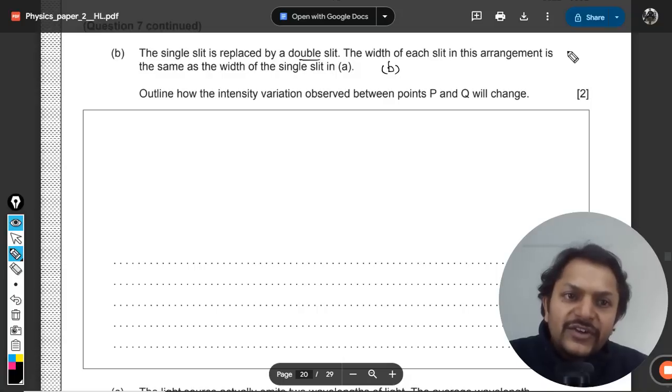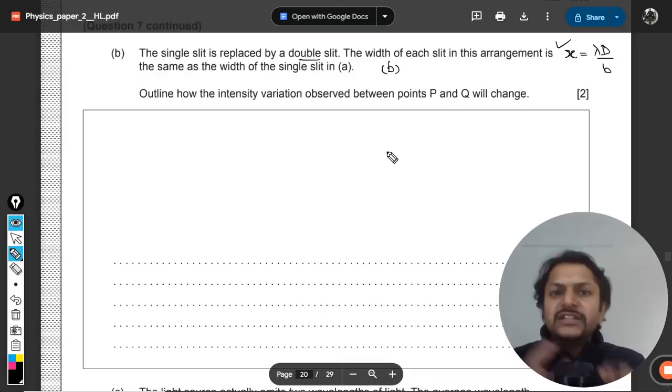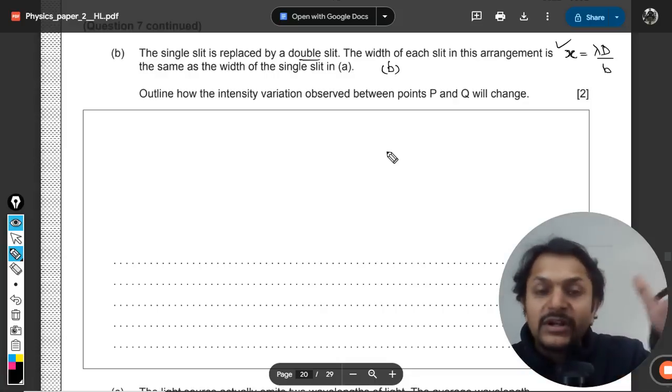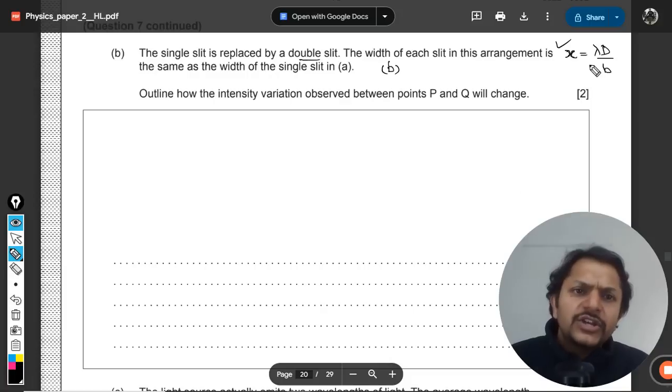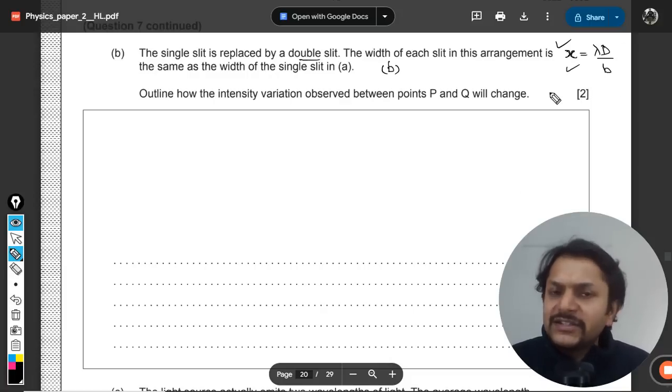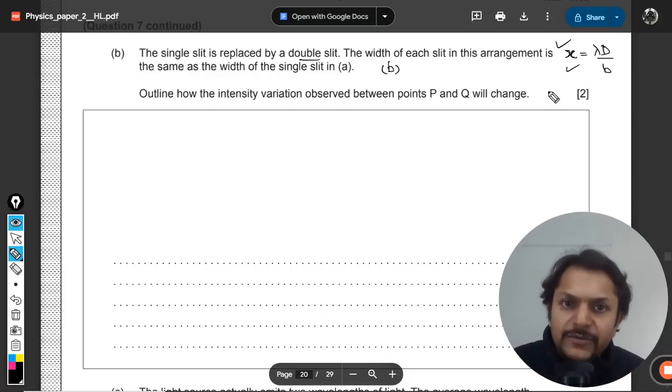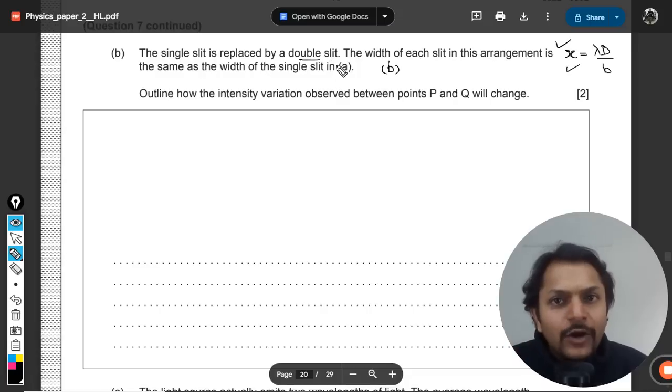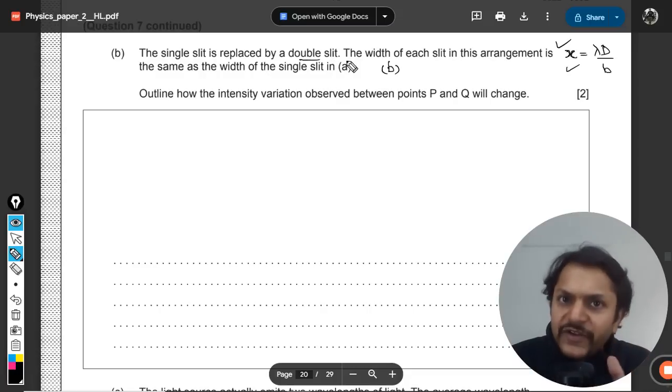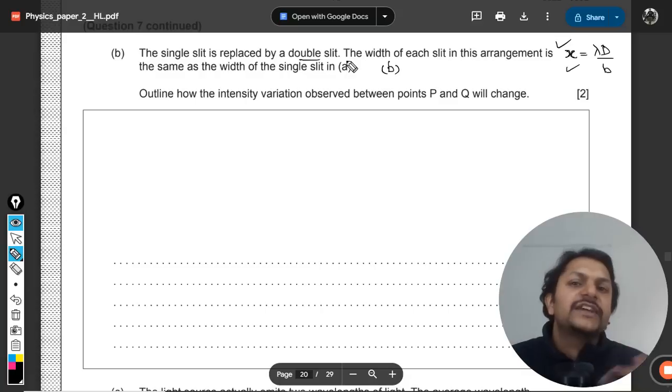So the diffraction minima x, we found it to be lambda D by b. So this x is not changing. Neither the wavelength is changing, nor the capital D is changing, nor b is changing. So x is not changing. The diffraction pattern does not change. But there are two slits now, so it's actually not the diffraction but interference which is taking place there.